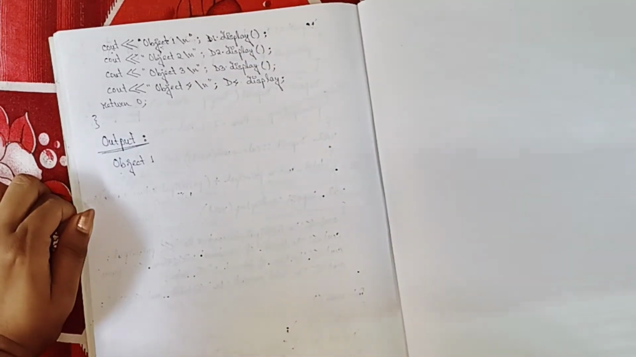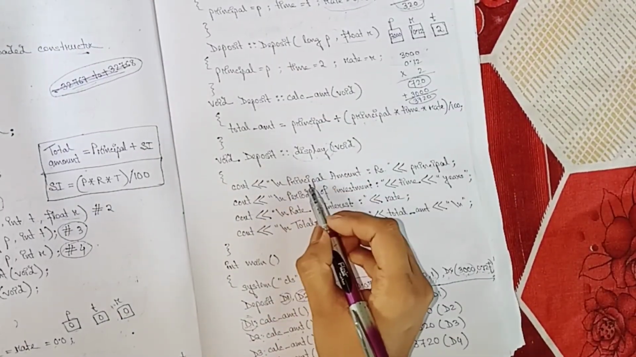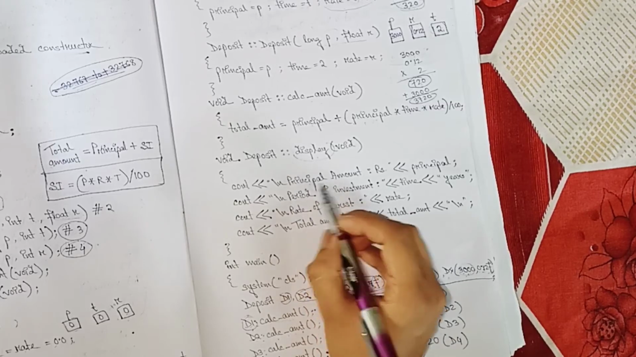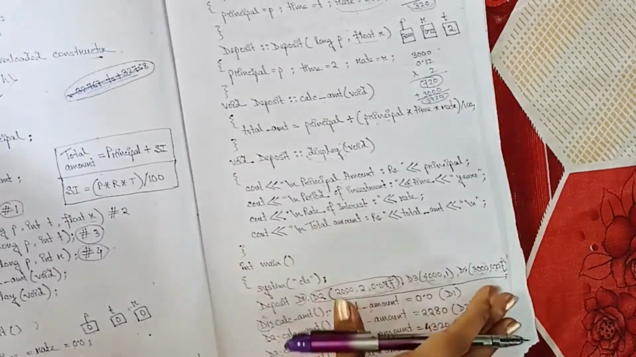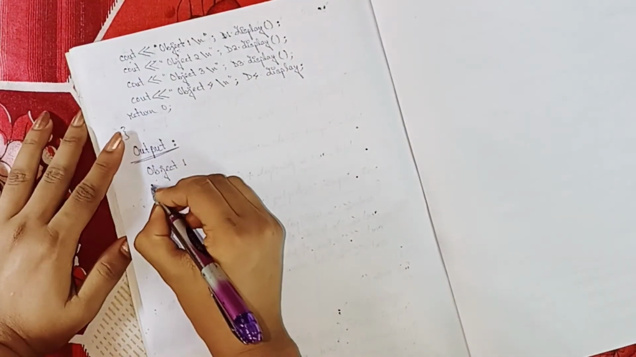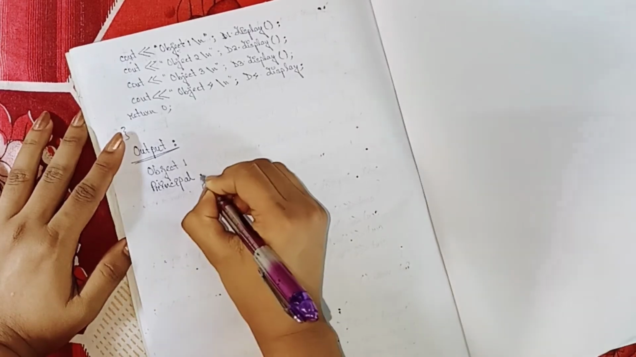Okay, so d1 dot display means what? D1 dot display means it will go to the display part, and for D1 it will display all the things: first principal amount, then period of investment, then rate of interest, then total amount. So let us write like this. First it will display the principal amount.